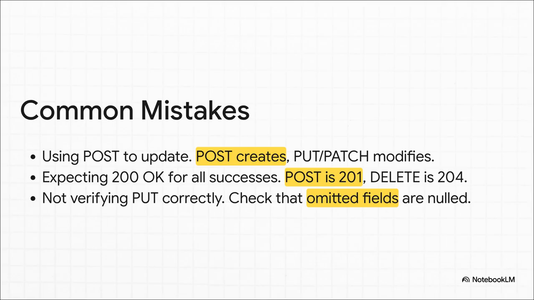Second, thinking that every success is a 200 OK. As we've seen, that's not true. Creation is 201. A successful delete is 204. Knowing your codes is critical. And finally, with put, don't just check that your change went through. Make sure you also check that any fields you left out were correctly nulled or removed. That's how you prove it was a full replacement.